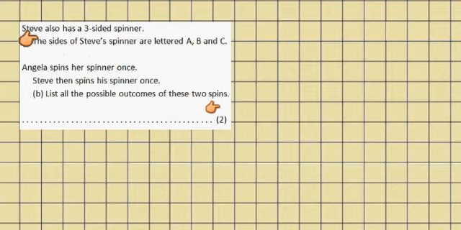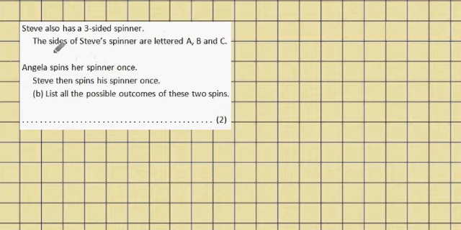You have two people, Steve and Angela. They both have a spinner. Steve's spinner has A, B, and C. It has three sides. Angela's spinner has three sides as well, except remember hers says 1, 2, and 3. You have to list all possibilities of what could happen if first Steve spun his spinner and Angela spins her spinner as well.